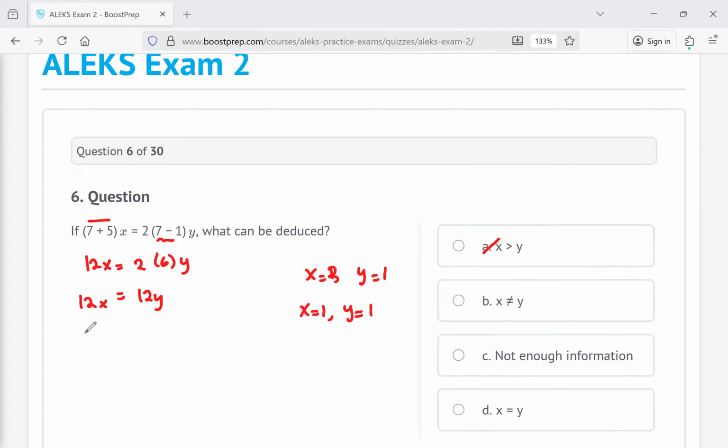Let's plug that back into this equation. Is the statement true? Yes. 12 times 1 is 12. 12 times 1 is 12. Definitely true. So I would say D.